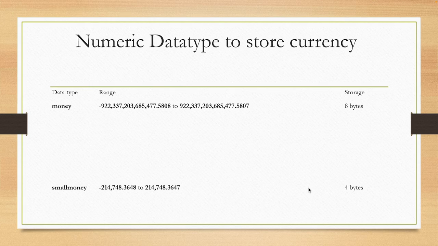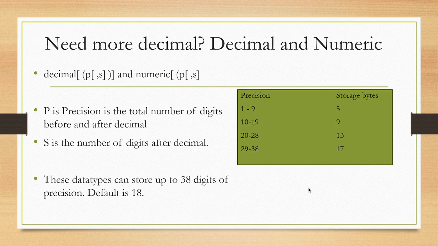Money is the next one. Money can hold up to 922 trillion, and again the same concept applies here. It gives you the opportunity to store up to 4 decimal places, and it takes up 8 bytes. If you want to store more than 4 decimal places, you can go for decimal or numeric.